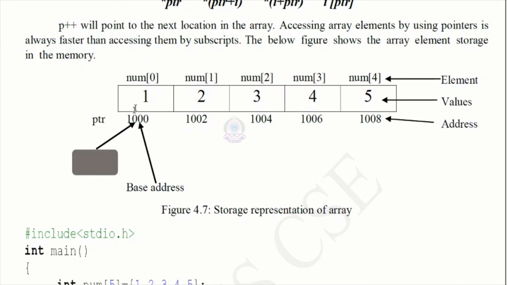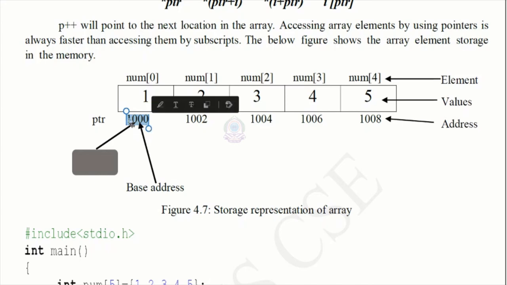That means this first value takes 1000, 1001, 1002, 1003, 1004, 1005, 1006, 1007, 1008, 1009. These are the base values, so address values will be there. And what is this 1000 called? 1000 is called the base address.